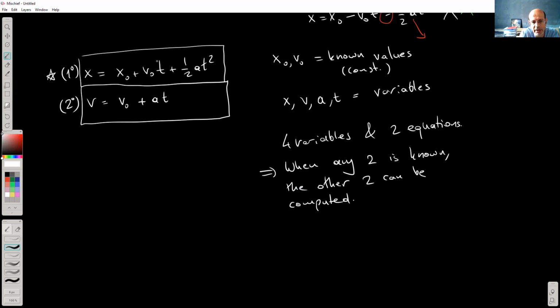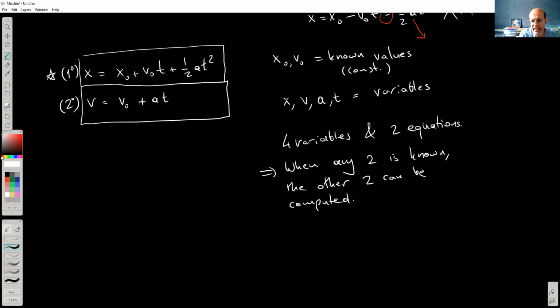So for example, in the first equation, if the time and the acceleration are known, I can compute x. And for the second equation, if time and acceleration are known, then I can compute v. So as a result, I can use these 2 equations. If a and t are known, then I can compute x and v, right? So I need to give a and t, and then I can compute x and v. You can actually think of it like that.